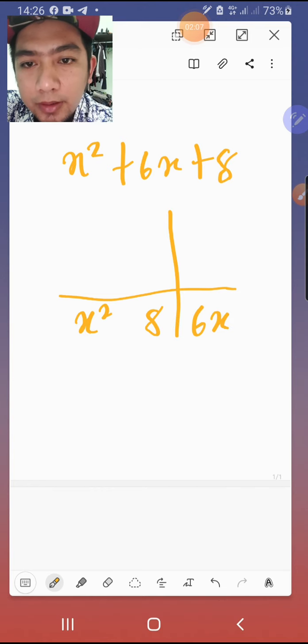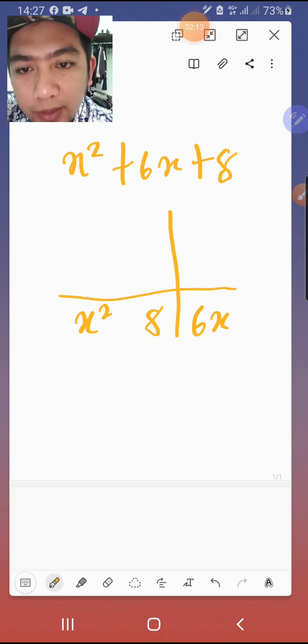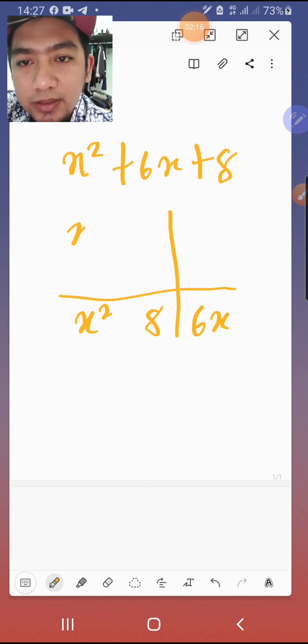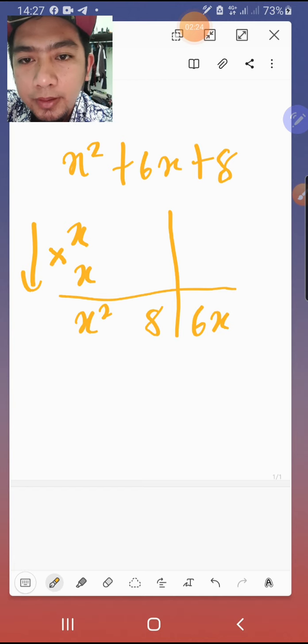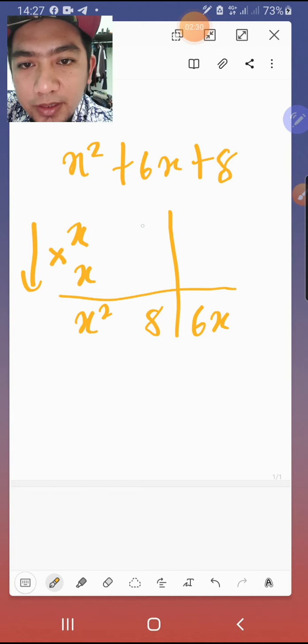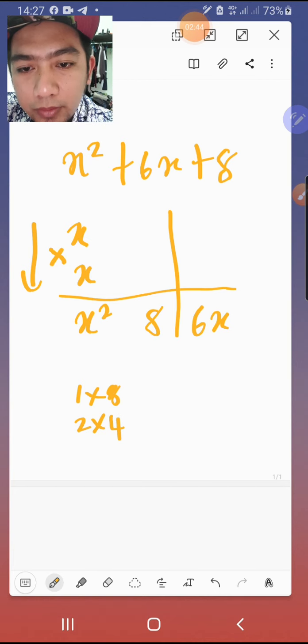So the next step is apa yang perlu kita darab sini supaya dapat x square. So confirm lah x times x. So ke bawah ini you kena darab. So x times x you will get x square. And then sini pun sama juga. What number that you multiply, then you can get 8? Maybe 1 times 8. Maybe 2 times 4. Then you will get 8.